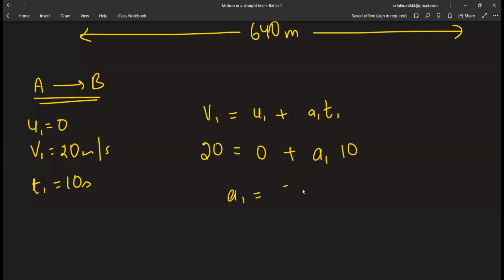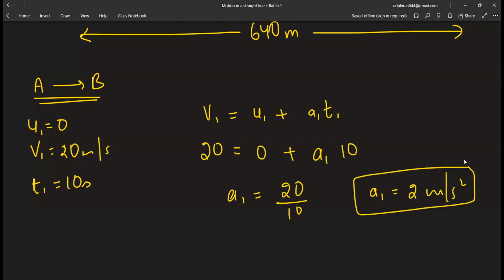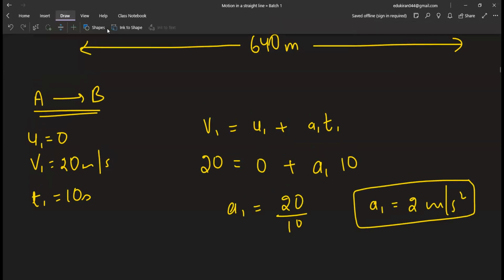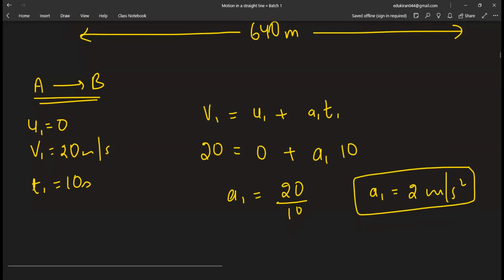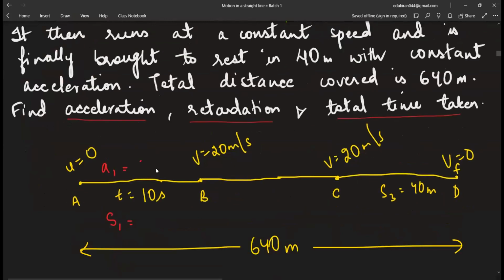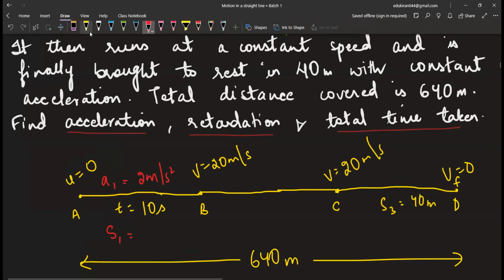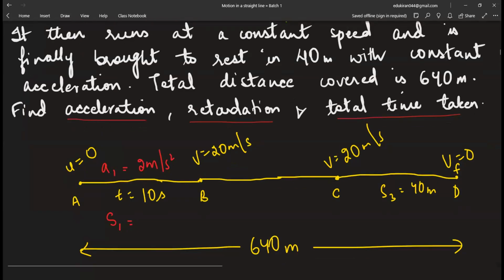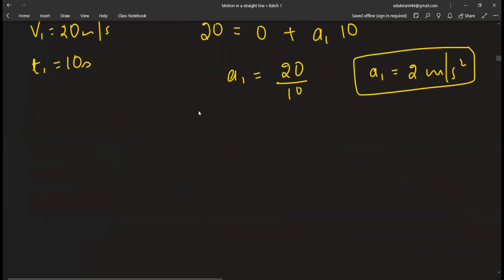A1 will be equal to 20 divided by 10. So the first acceleration is equal to 2 meter per second square. This we have calculated. So at least we now know the acceleration in just this initial part is 2 meter per second square. Still, distance is missing. A to B is still not completed. We need the distance also in this A to B part.